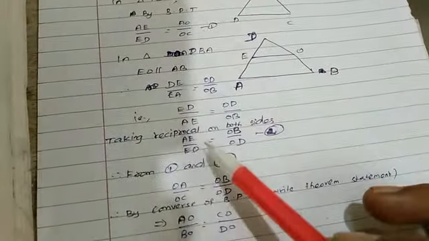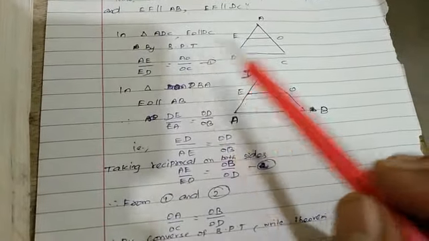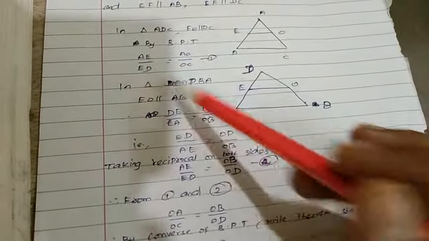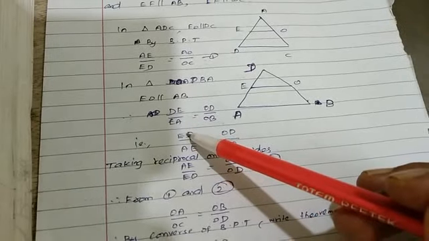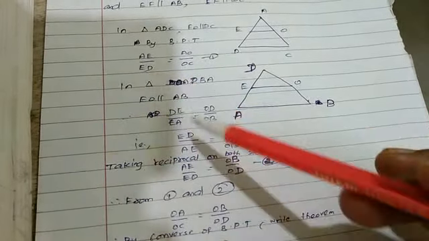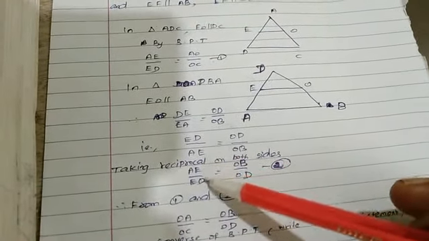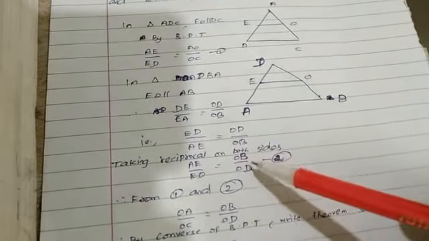Taking reciprocal on both sides. Why? Here it is AO divided by OC, and AE divided by ED. But here it is ED divided by AE. So that's why we need a reciprocal. Here AE divided by ED, here ED divided by EA. So taking reciprocal on both sides, I can write AE divided by ED equal to OB divided by OD.